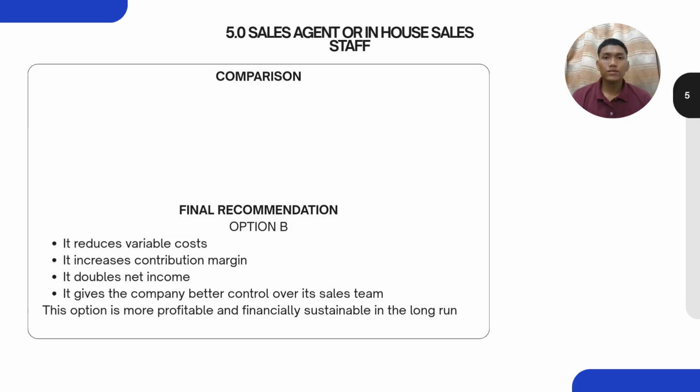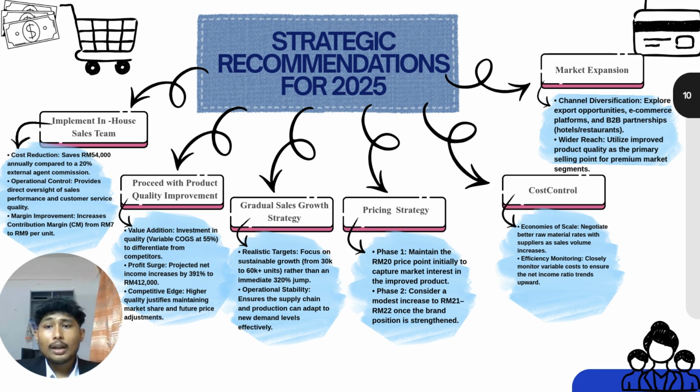In conclusion, I strongly recommend that the company does not approve the 20% commission request from the sales agent. Even though hiring in-house sales staff increases fixed costs, the lower commission rate significantly reduces the variable costs, which leads to higher contribution margin, lower variable costs, double the net income, and also better control over the sales team. Therefore, hiring in-house sales staff is clearly the more profitable and financially sustainable option for the company. That's all. Now, let's discuss our strategic recommendation for 2025.